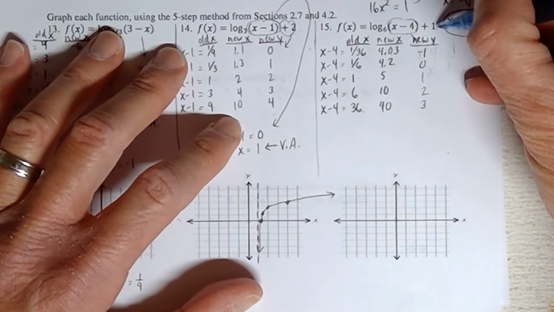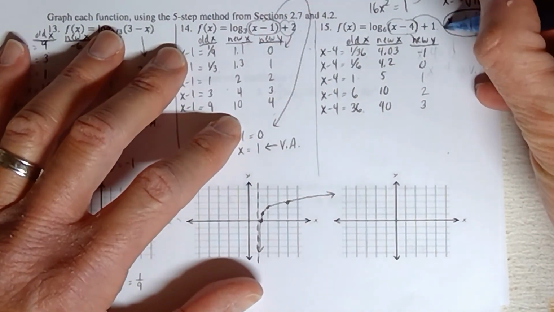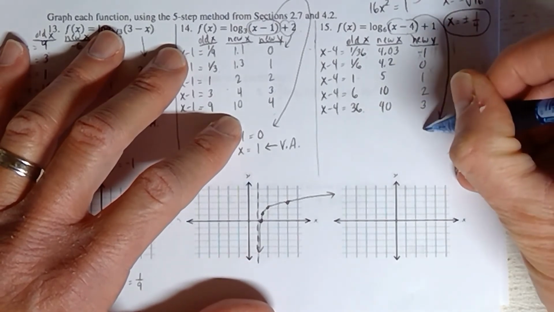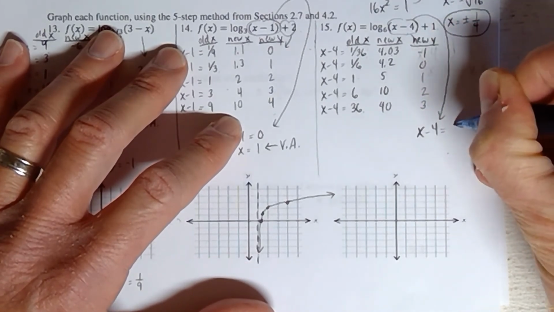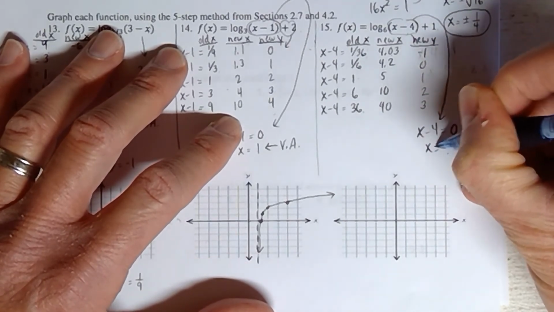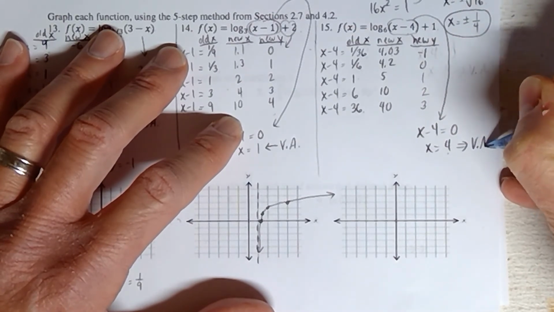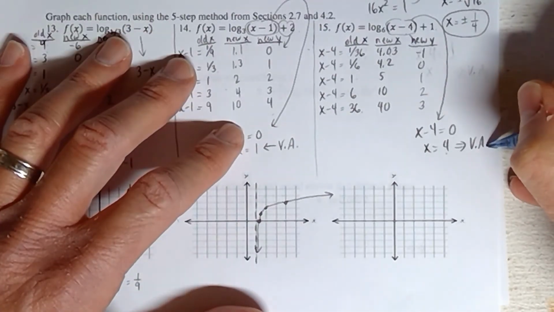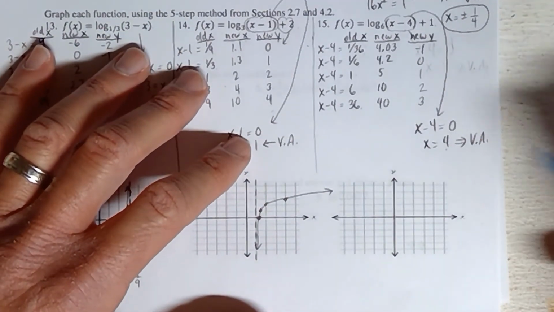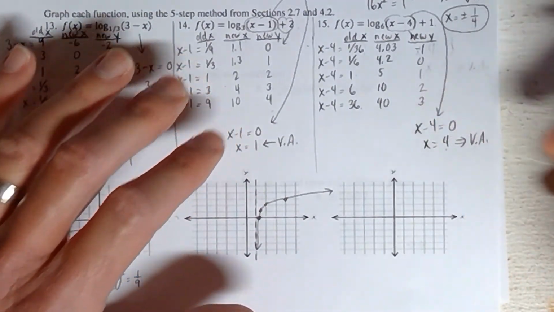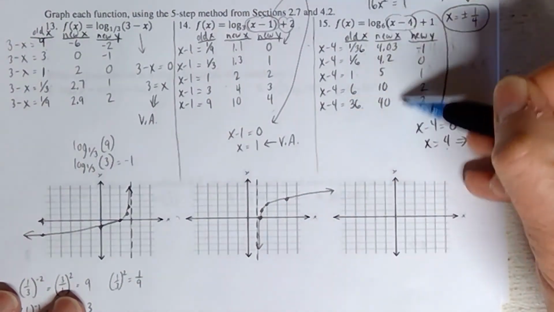Let's go ahead and plot these points here. Again, let me just make that additional note that I just erased, just so you have it there. x minus 4 equal to 0. That's how you figure out your vertical asymptote. And so therefore the vertical asymptote is x equal to 4.